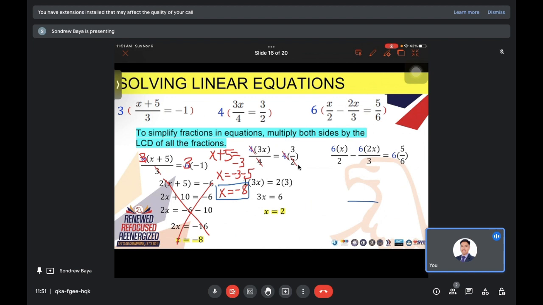Okay? And lastly, for the third one, so 6 divided by 2, we can cancel it out. We could cancel this out as well and this as well. So this will now be 3 times x. See, 6 over 2 is 3 times x, minus 6 over 3 is 2 times 2x, equal to 6 over 6 is 1 times 5. Okay, simplifying it further, we have 3x minus 4x is equal to 5. 3x minus 4x is equal to negative x, thus is equal to positive 5. Therefore, x is negative 5. And that's how to solve linear equations whenever you see fractions involved.